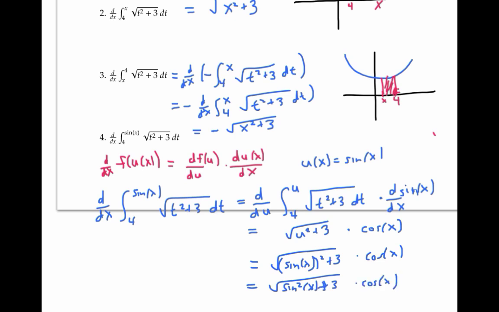We could have gotten this answer more quickly by just plugging in this entire expression, sine of x, in where we saw the t here, in the integrand, and then multiplying the answer by the derivative of sine x due to the chain rule.